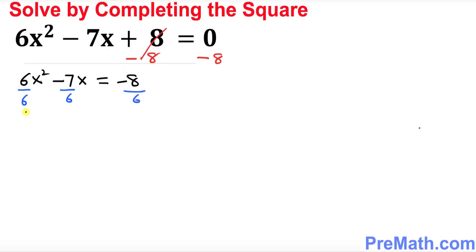So 6 over 6 equals 1x squared. Make sure we must always have a 1 as a leading coefficient. Minus 7 over 6x equals -8 over 6, which can be reduced to -4/3.